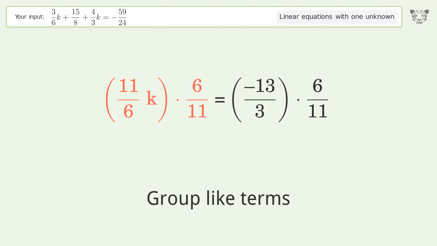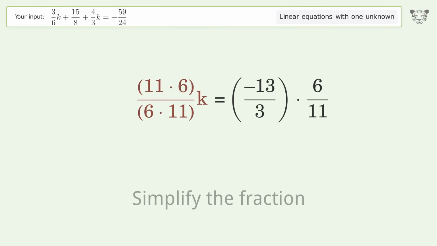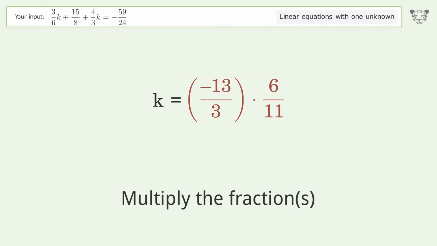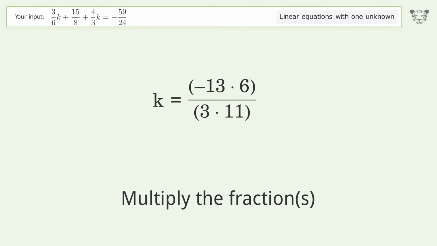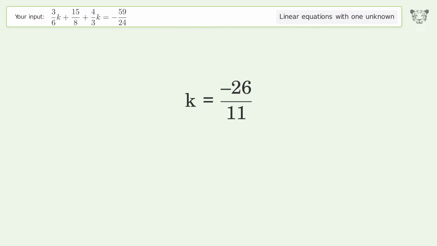Group like terms. Multiply the coefficients. Simplify the fraction. Multiply the fractions. Simplify the arithmetic. And so the final result is k equals -26/11.